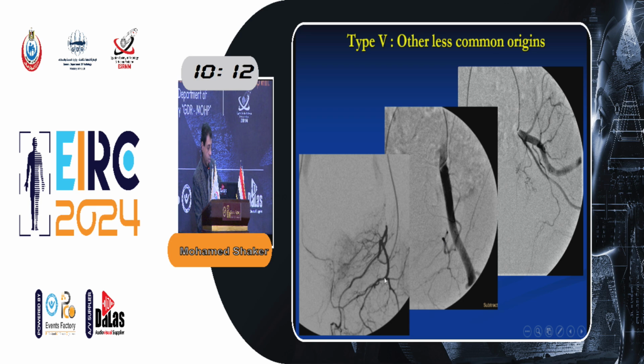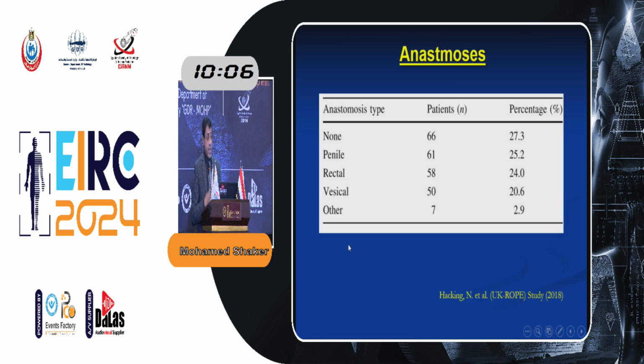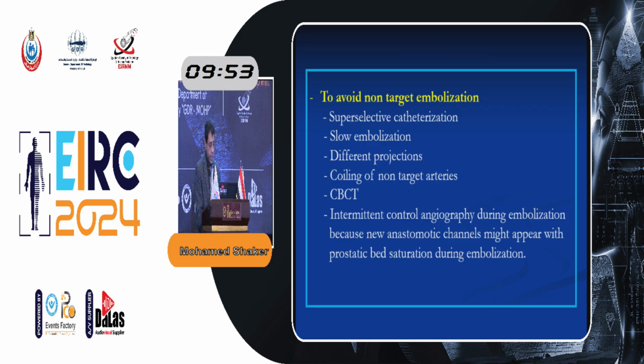and this is superselective catheterization. This is the obturator artery, and this is the prostatic artery supplying the left hemisphere of the prostate. Many anastomoses in this region between the prostatic artery and nearby arteries. The most common of those are the rectal and vesical anastomoses, and the anastomoses are very common actually, and we should be cautious to avoid any non-target embolization.